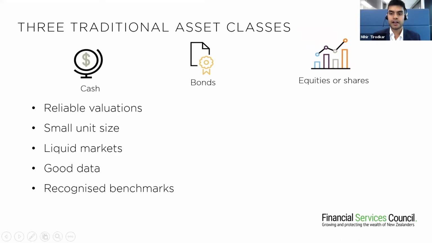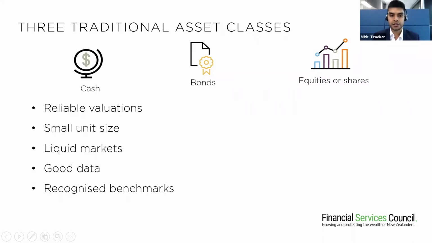And the last one are equities or shares, also two terms that are used interchangeably for this traditional asset class. Now, why do we consider these to be traditional asset classes? There's a number of reasons. The first being reliable valuations. When we talk about reliable valuations, we really mean that we know what the value of a security within this asset class is typically around.